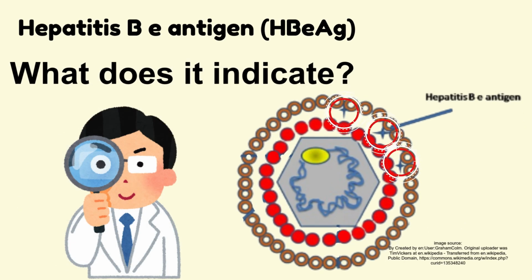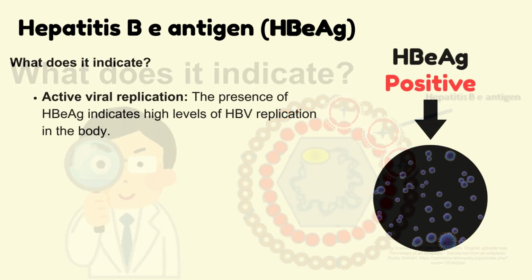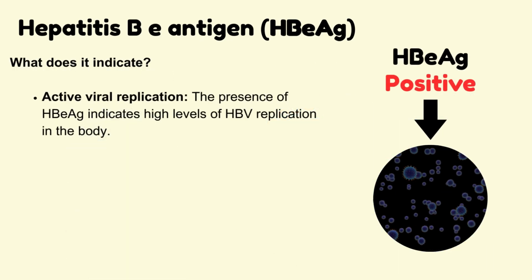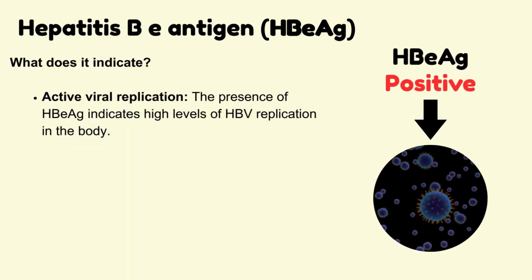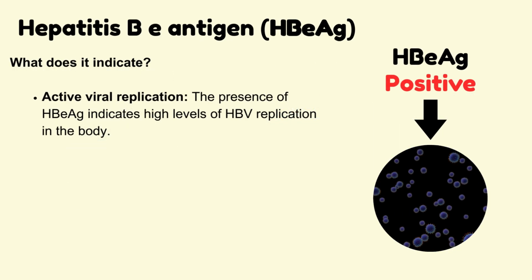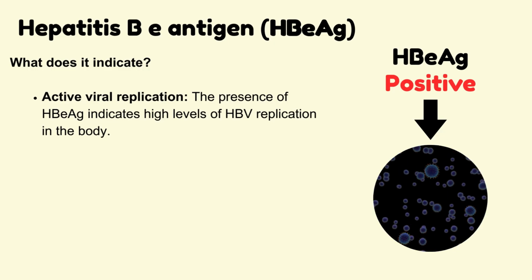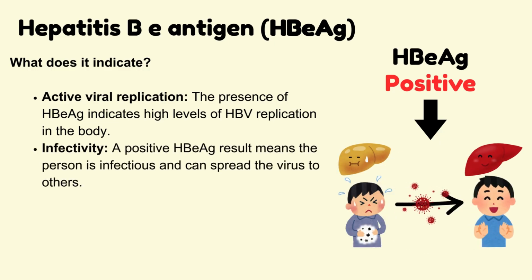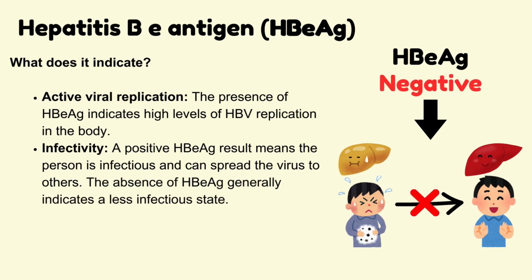What does hepatitis B antigen indicate? Active viral replication. The presence of hepatitis B antigen indicates high levels of hepatitis B virus replication in the body. Infectivity. A positive HBeAg result means the person is infectious and can spread the virus to others. The absence of HBeAg generally indicates a less infectious state.